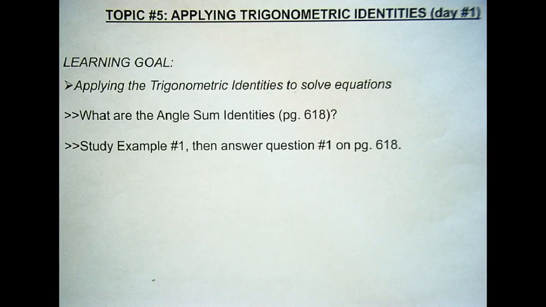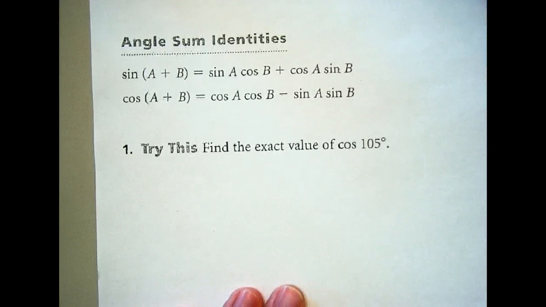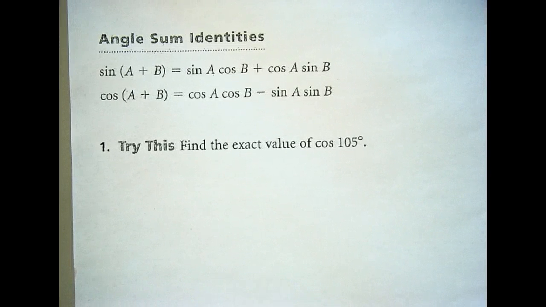So you had the angle sum identities on page 618. You're supposed to answer question 1. So those were your angle sum identities. A few things to note. Sine of A plus B means angle A plus angle B. So if you take the sine of angle A times the cosine of angle B plus the cosine of angle A times the sine of angle B, you'll be able to find that sine value. And same thing for cosine.